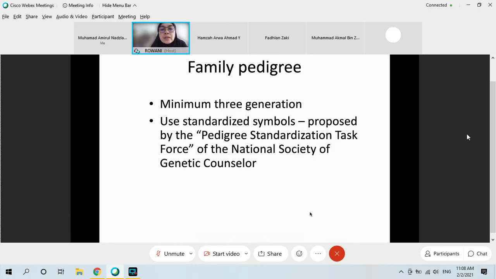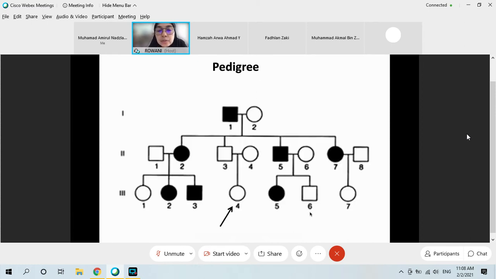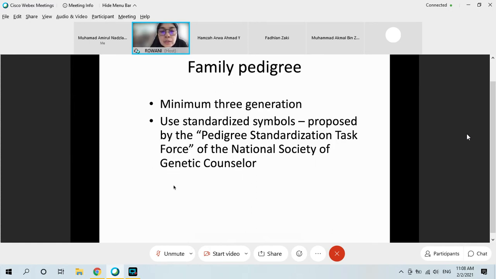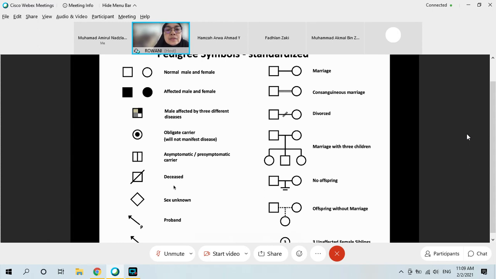To draw a family pedigree, you need a minimum of 3 generations: first, second, third. And you must use standardized symbols, which are proposed by the Pedigree Standardization Task Force from the National Society of Genetic Counselors, US. Although this is from the US, it is now taken as the standard symbols by most genetic associations worldwide. And this is how it looks.